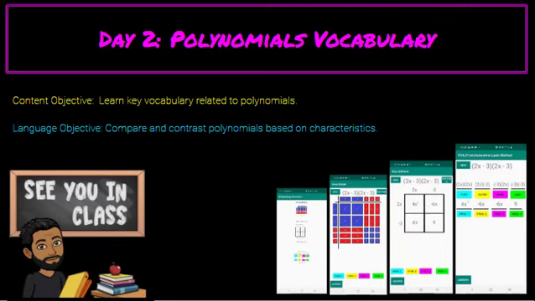Welcome back. Today is day 2 of our factoring unit. We will be learning key vocabulary that will be essential for this unit. At the end of this lesson, we'll be playing a new version of the factoring game that we played on day 1. So stay tuned and enjoy.